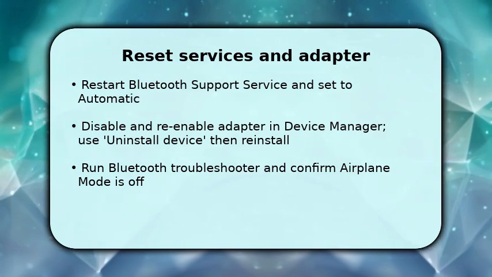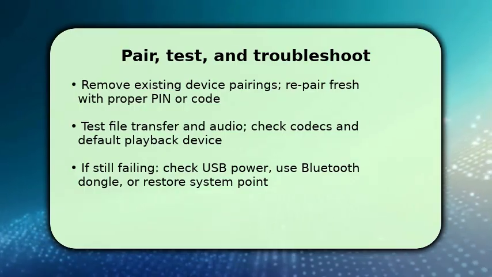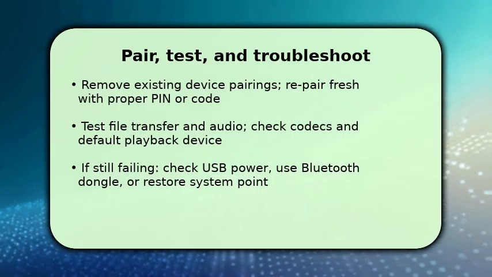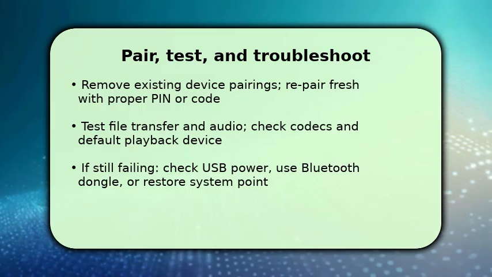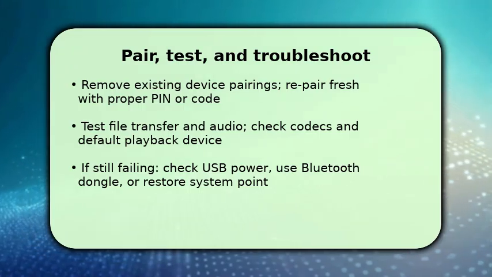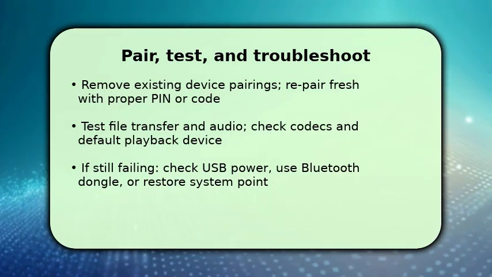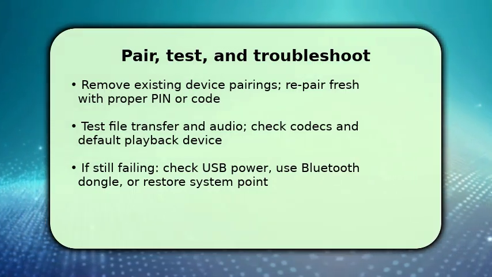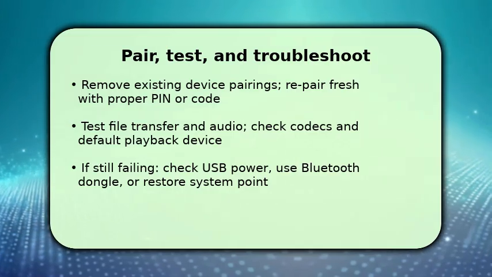Finally, you remove old pairings and repair devices to eliminate stale profiles that block connections. When pairing, follow the device prompts and confirm any PIN or code so keys match. This is how secure links establish. Test with a file transfer and an audio playback to verify both profiles. If things still fail, check USB power settings for internal adapters, try a known good Bluetooth dongle, or roll back to a recent system restore point.